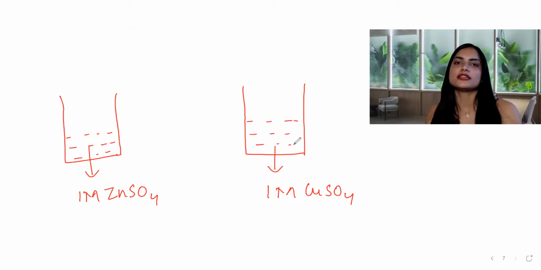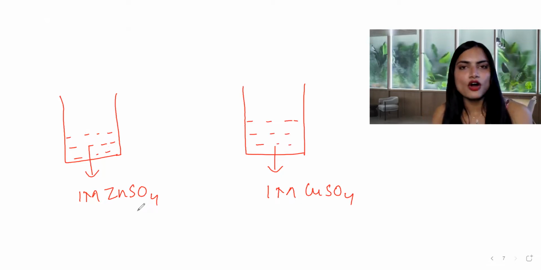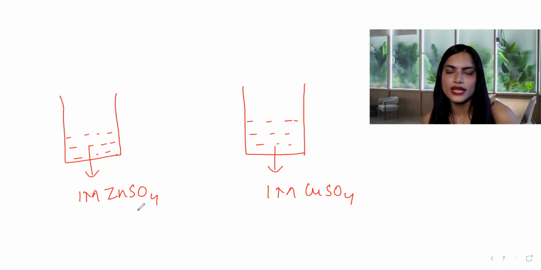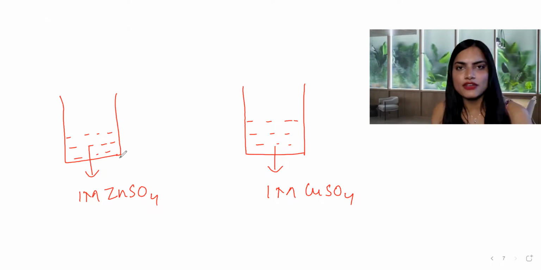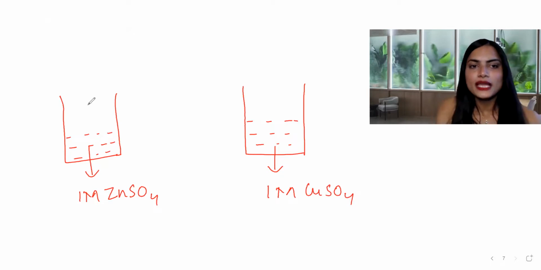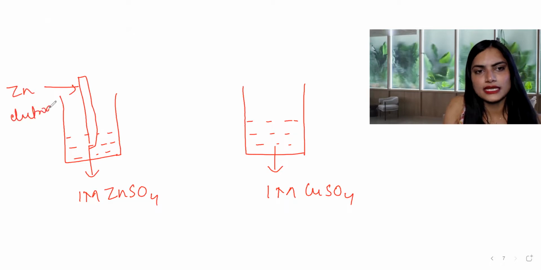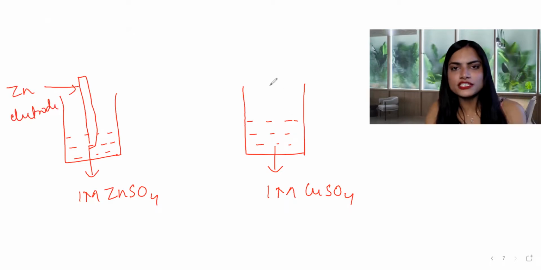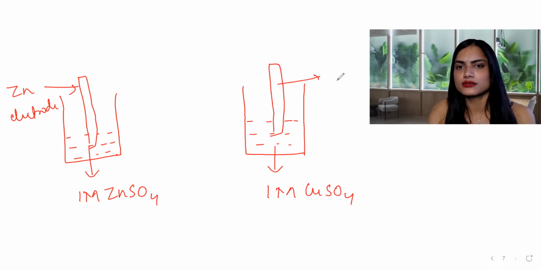Now, zinc sulfate and copper sulfate are the electrolytes, right? And electrolytes are the substances which can dissociate into ions after going into the aqueous solution. So this one beaker has 1 molar ZnSO4, zinc sulfate. In this solution, a zinc electrode is dipped. Zinc is a metal. This is the zinc electrode. And in the copper sulfate solution, a copper electrode is dipped. This is your copper electrode.